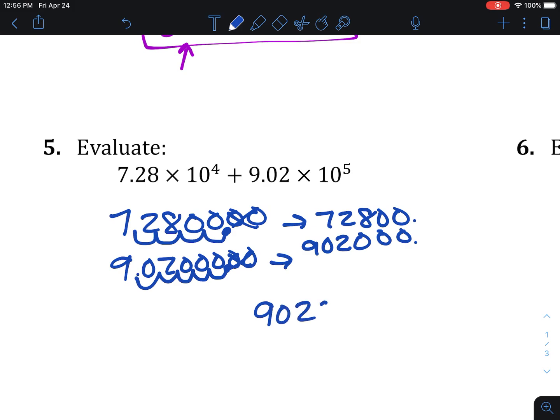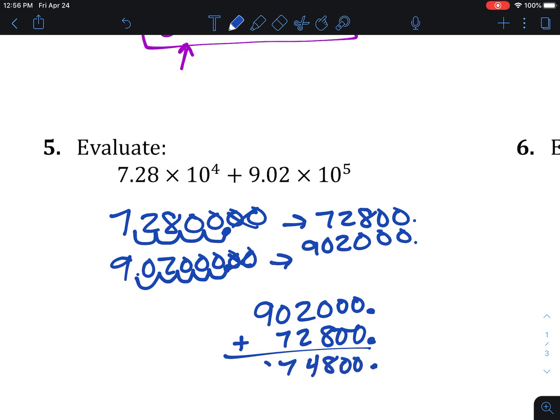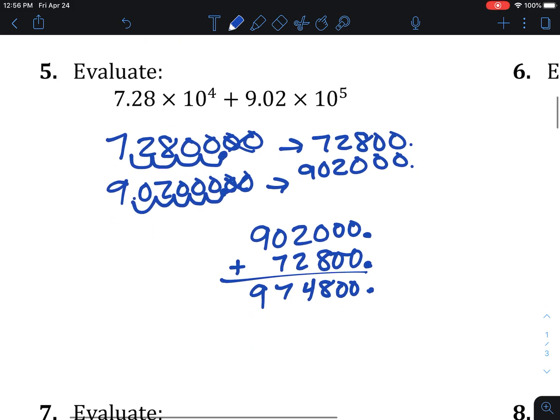If you'd like to, you could rewrite it. I'm going to write the bigger one first with the decimal, and then write the other one, and put the 800 first, and then the 2 and the 7, just to make sure I'm all lined up. Then we're going to add, bring down your decimal, and we get our new answer in standard form.